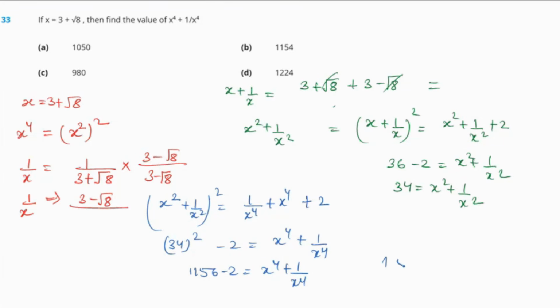That gives us 1154. So that needs to be the correct answer, which is option B.